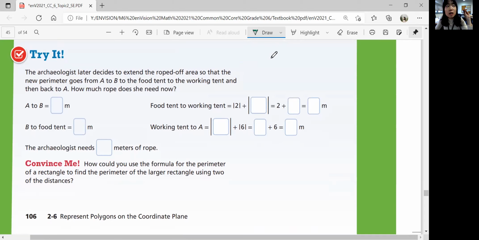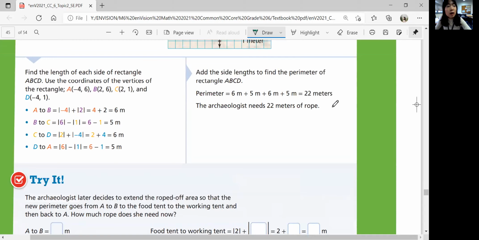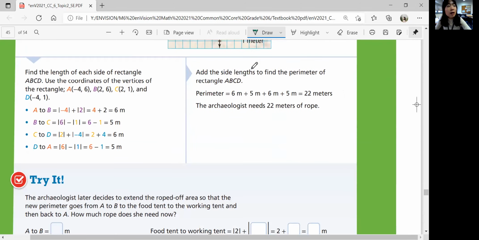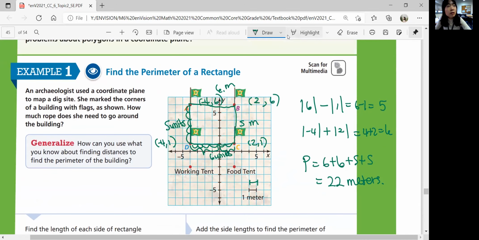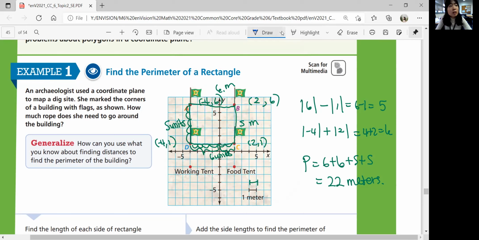Okay. The archaeologist later decides to extend the roped off area so that the new perimeter goes from A to B, to the food tent, to the working tent, and then back to A. How much rope does she need now? Right, so the perimeter goes from A to B, and then to the working tent. Let me use a different color to indicate that this is a new problem. A to B is still the same. That's going to be 6 meters. We already figured that out.